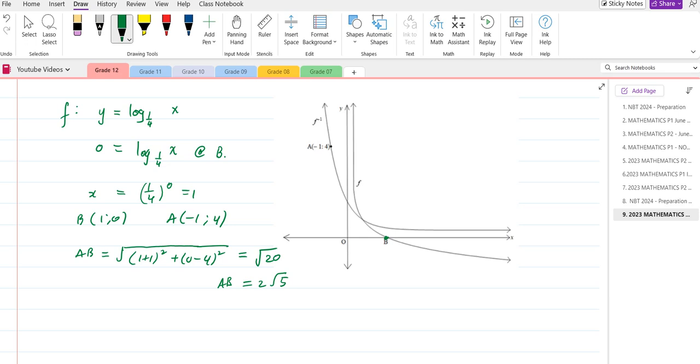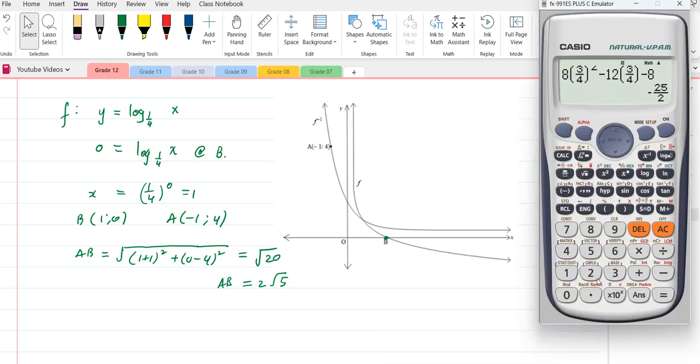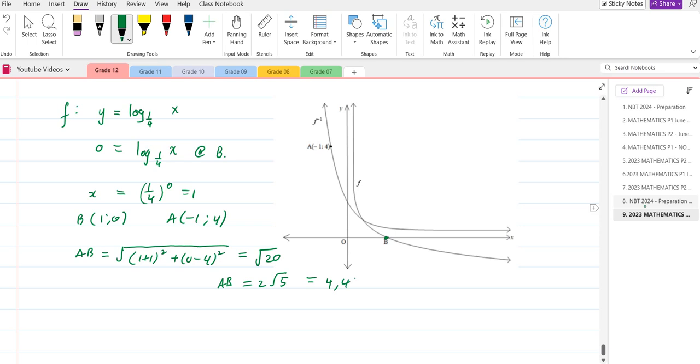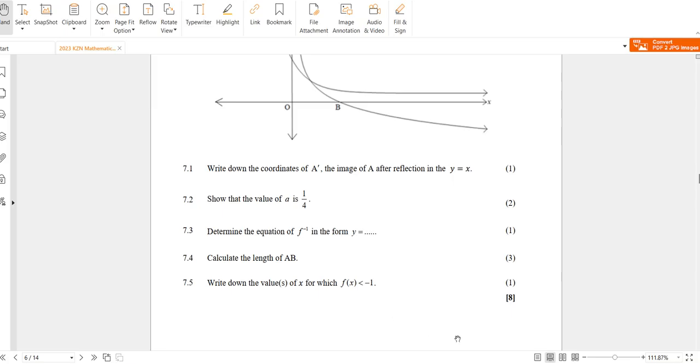I hope you guys are understanding. You can write this answer in decimal values as well, or you can use a calculator to get this entire answer. Let's move on. What is 2 root 5? I'm getting an answer of 4.47, right? So I've got an answer which is 4.47. Right, let's continue solving the next problem.